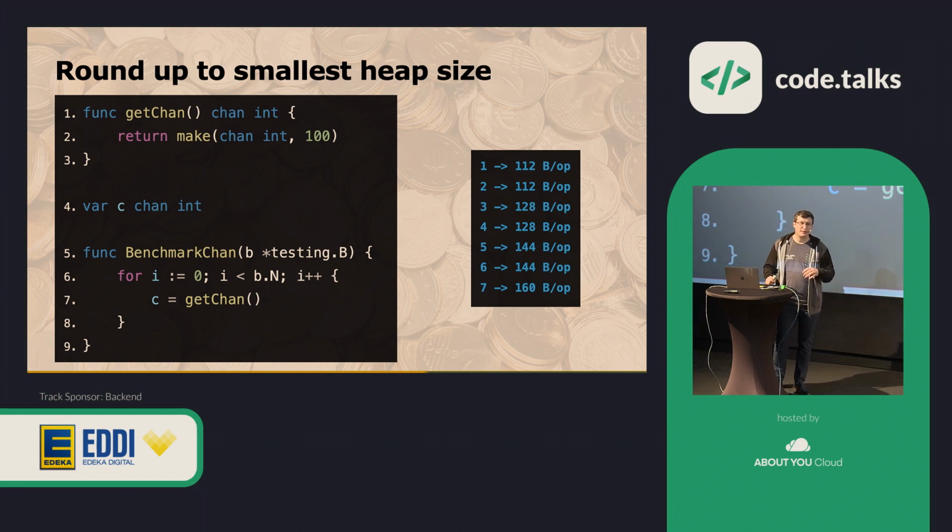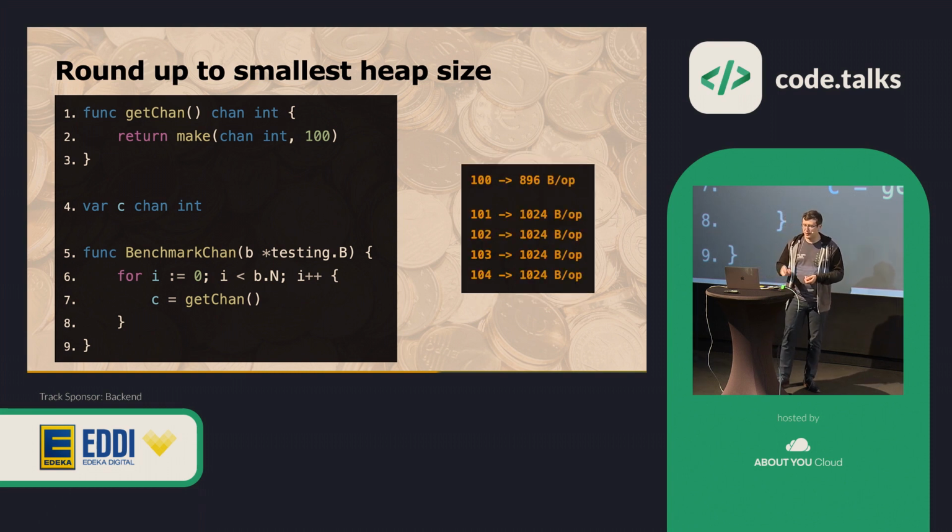I've run the code. For small values, it's pretty close. What happens is this gets allocated on a heap. The size of my channel gets rounded up to the smallest heap that can hold it. And we have, for a channel of capacity 1, 112 bytes, and so on. For larger capacities, it gets even worse. Please notice here, if I have a channel of capacity 100, 896 bytes, it's okay. If my capacity is 101, then it will be rounded up to the smallest heap, which is 1024 bytes.